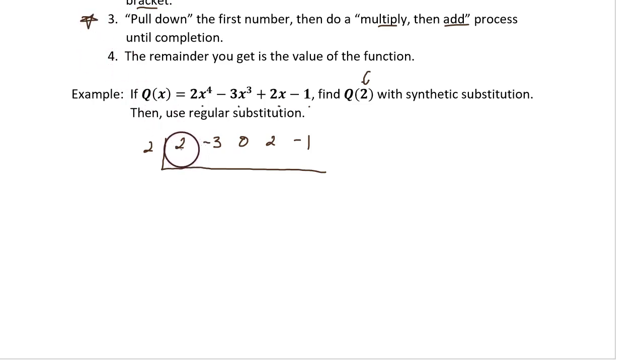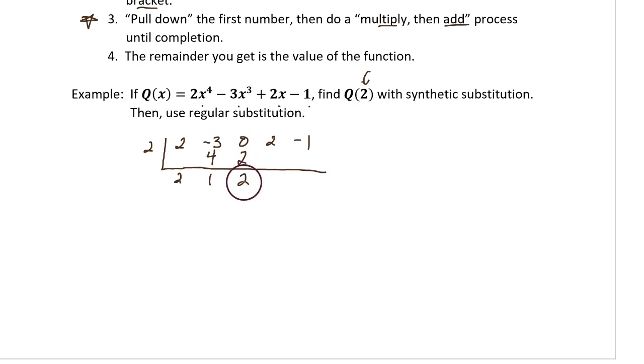Pull down the first number. So take that 2 and write it underneath the bracket. Then do a multiply and add process. 2 multiplied to 2 makes 4, and you write that under the next number. Now add these together. That makes positive 1. Now do multiply and add again. So 1 multiplied by the 2 makes 2, and then you add these together, and that makes 2.